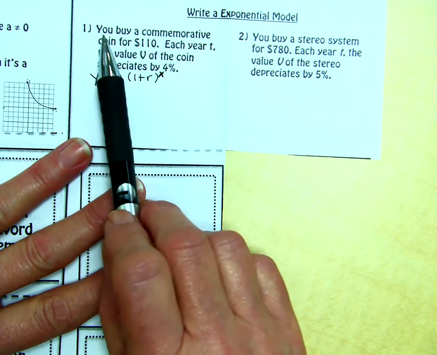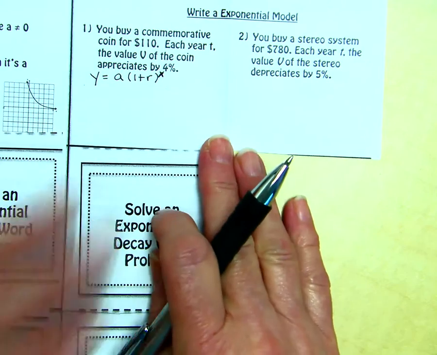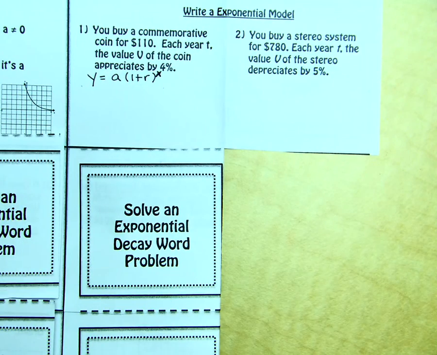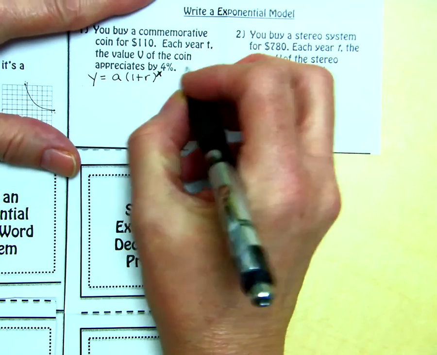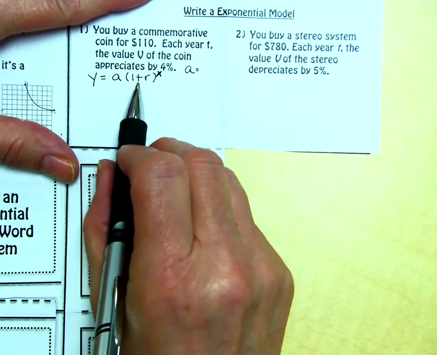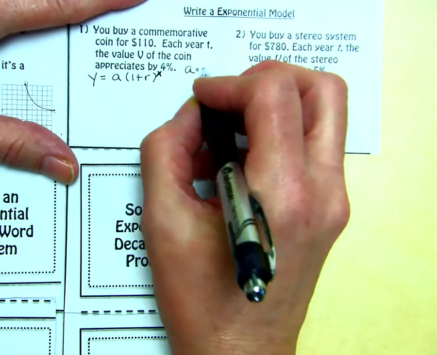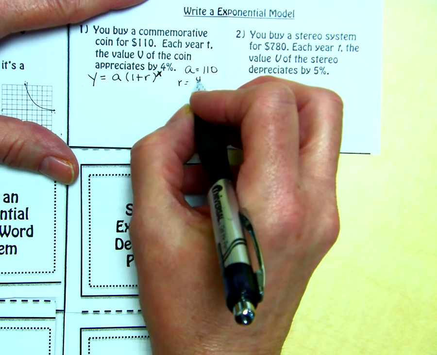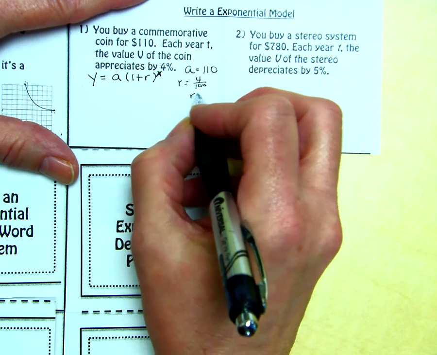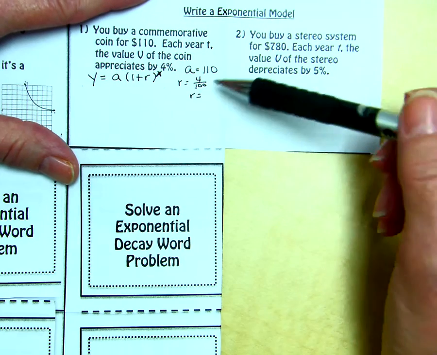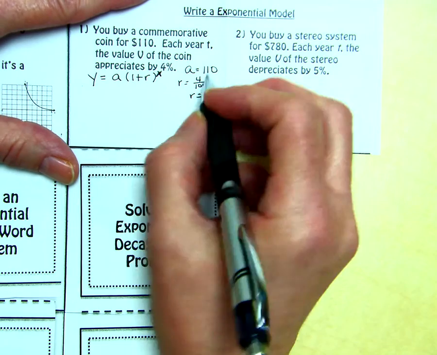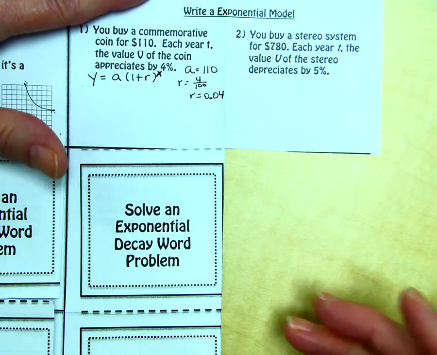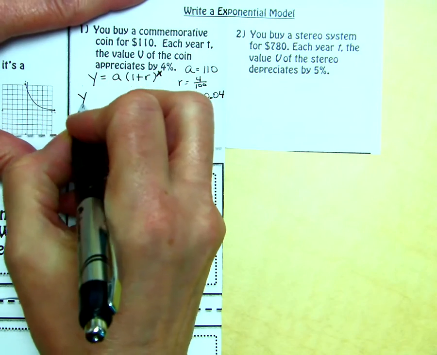So this first example says you buy a commemorative coin for $110. Each year, the value of the coin appreciates by 4%. Appreciation means going up, so this is going to be an example of growth. That's why we're using a plus here. Our initial amount is $110. For our rate, we have 4%, and 4% means 4 out of 100, but I need it as a decimal. If you're not sure how to write it as a decimal, just do this division. 4 divided by 100 is 0.04.